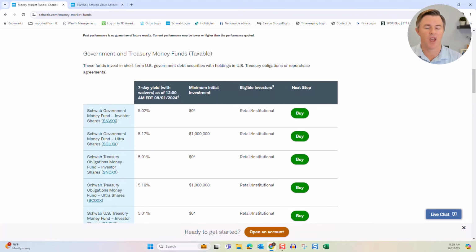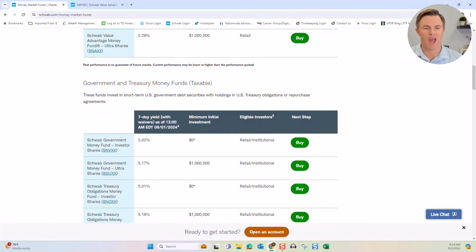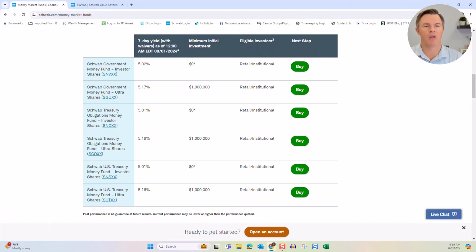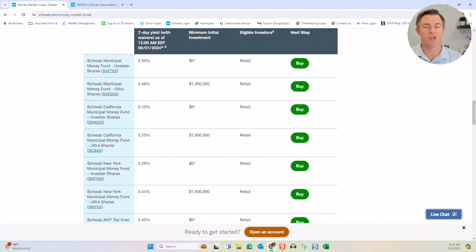So in that case, if we're talking retirement accounts, you'd probably want to go with one of the two highest yielding money market funds. For taxable accounts, you'd want to figure out whether you should just go into the highest yielding or maybe one of the treasury options, or one of the municipal options.